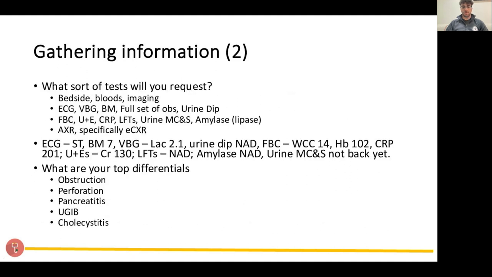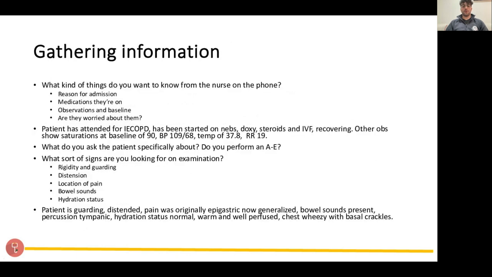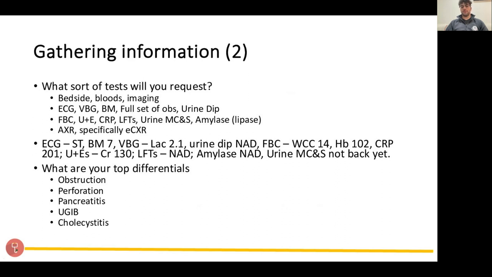So, the sort of things that you'd want to know, you need to break it down into bedside, bloods and imaging. And then you progress forward by doing an ECG, a VBG, blood sugar, full set of observations and a urine dip. Essentially, when you've got a patient who is quite so unwell, you want to throw everything you can at them in terms of investigations that are possible at the bedside. This is pretty much the whole set of things that you can do at the bedside.